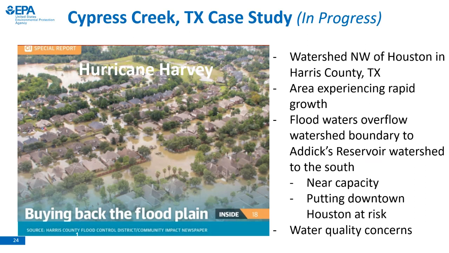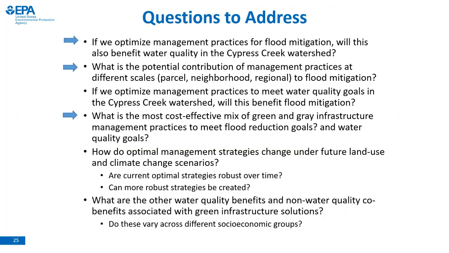There are also significant water quality concerns within the watershed that stakeholders wanted to address. So we worked with the stakeholders and described the capabilities of WMOST, and together we came up with a series of questions to address through application of WMOST. So first and foremost, they wanted to evaluate practices for flood mitigation and also see if those optimized management practices for flood mitigation would also benefit water quality in the watershed. Conversely, if we optimize management practice to meet water quality goals, are there ancillary benefits to reduce flooding?